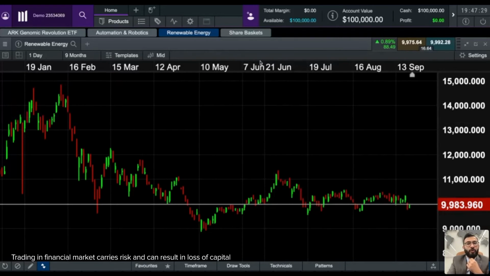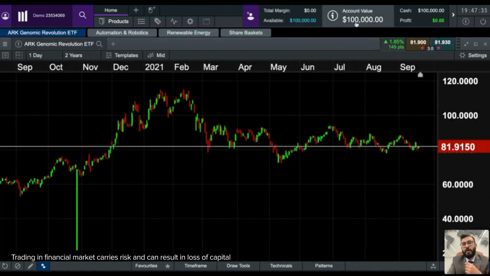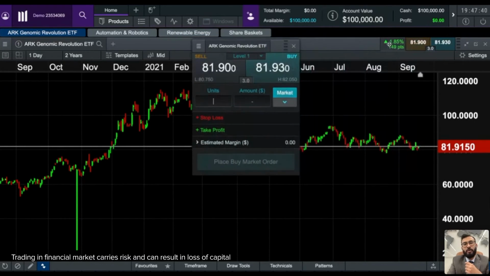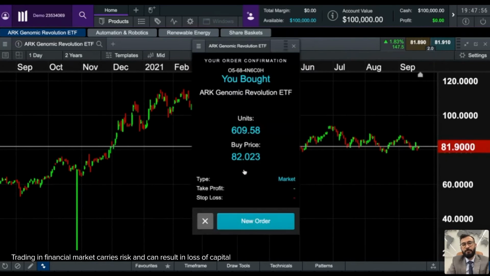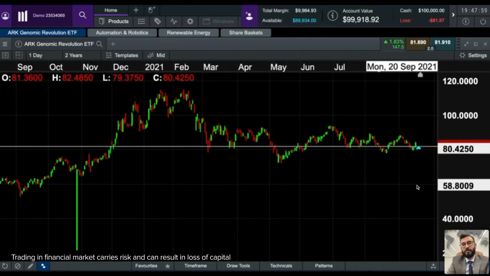Here. So look at this. Let's say, for example, you want to invest into a Genomic Revolution ETF. I have $100,000 in this demo account. I click here on the order ticket. This price is 81.94. I have $100,000, so let's say I put $50,000 in the amount. It calculates automatically 609 units, 610 units. I click here on buy, and the trade is placed.